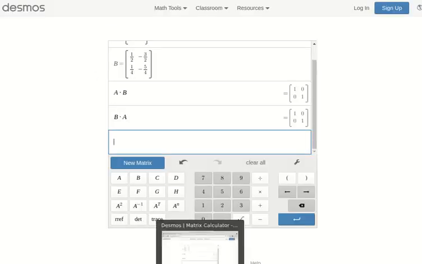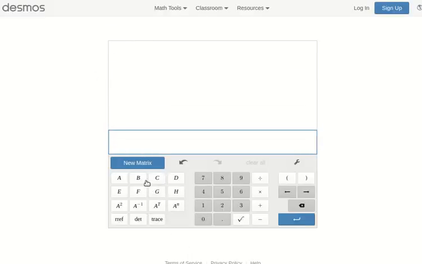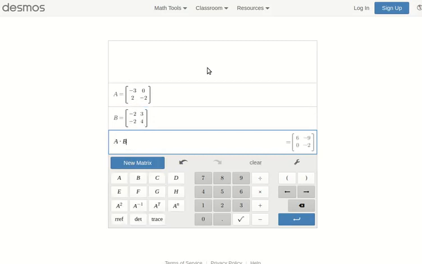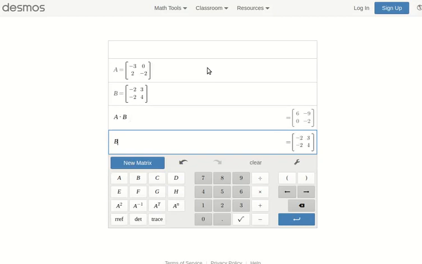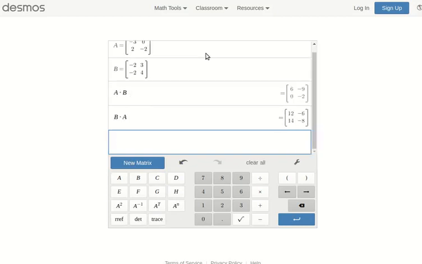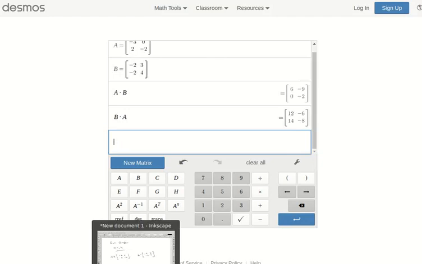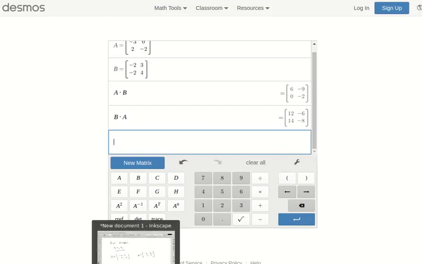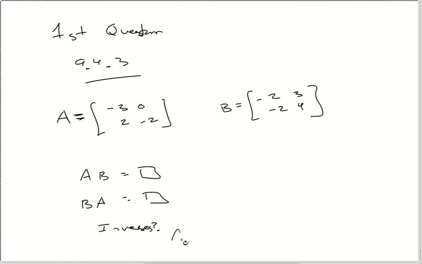Let's do some math. I need to put in my A and B, just like last time. -3, 0, 2, negative 2. New matrix. Put in my B. A times B. Uh-oh. Those are not the identity matrix. Those are not 1, 0, 0, 1. I don't care what they are, but they're not inverses. Inverses? No.